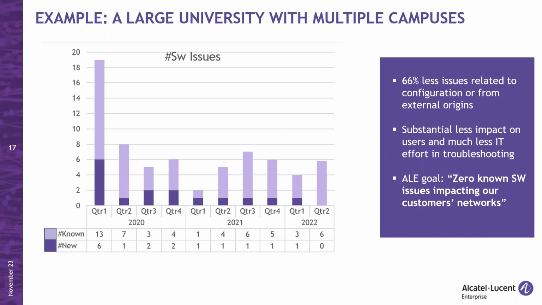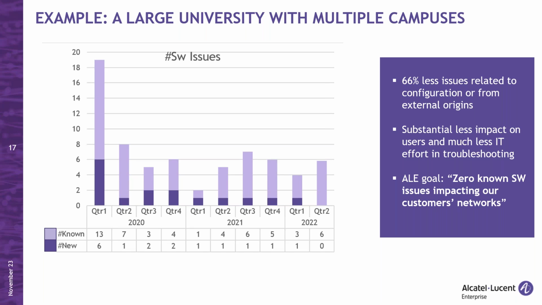So this is a real example. See, this is a university. We don't have the name here, but it's one of our customers, and we can see in the first graphic that of all the issues that happen, more than 50% were known by our support. So half of the issues were known.